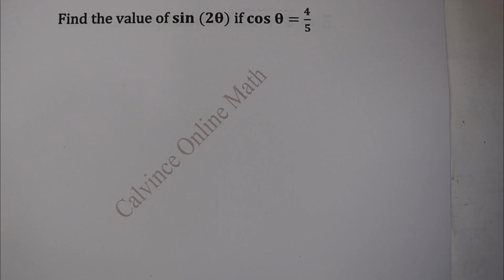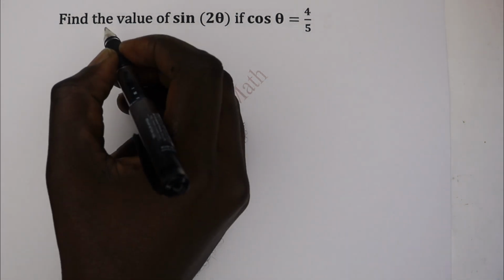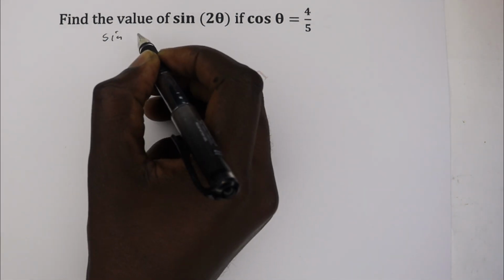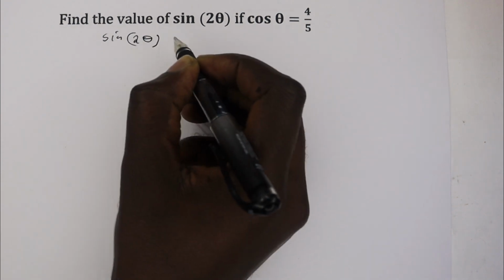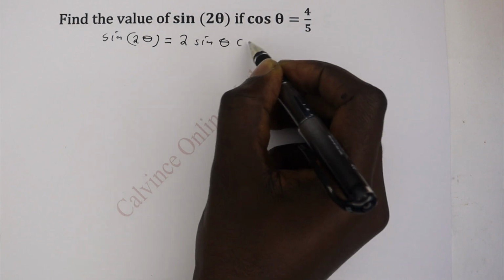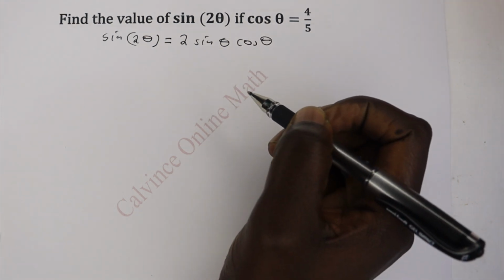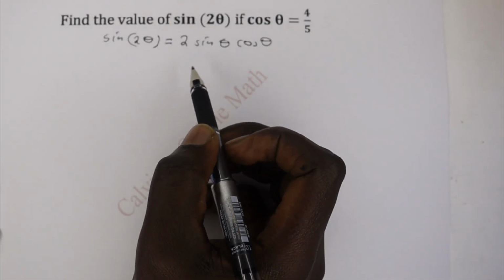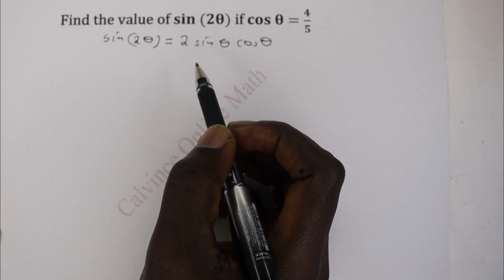Find the value of sine 2 theta if cos theta is given by 4 over 5. So the first thing you're going to do is express sine of 2 theta using what we call the double angle identity. So according to the double angle identity, the sine of 2 theta can be written as 2 sine of theta times the cos of theta.